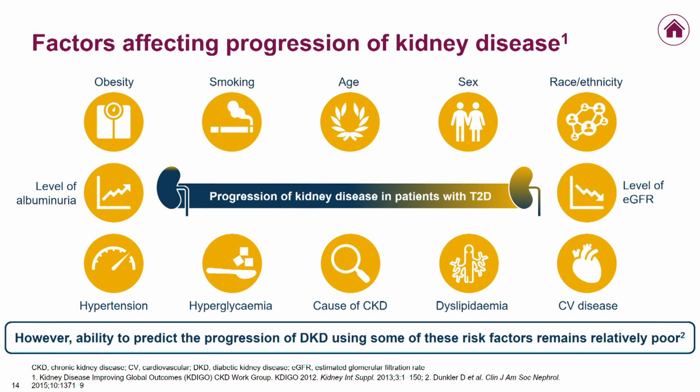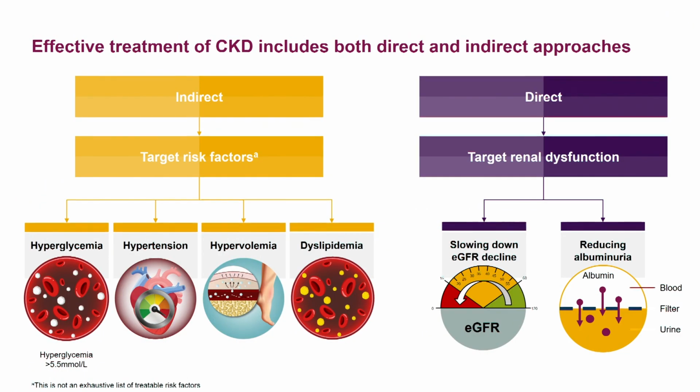A number of factors. Simply, obesity is a risk factor for development of CKD. Age, I have told you, as we age, there is a decrease in eGFR normally. Diabetes, race, ethnicity, smoking, hypertension, hyperglycemia, cause of CKD, dyslipidemia, presence or absence of cardiovascular disease. So lots of diseases are responsible for causing CKD.